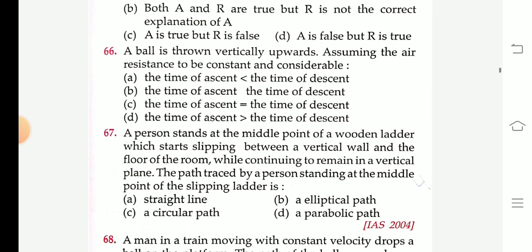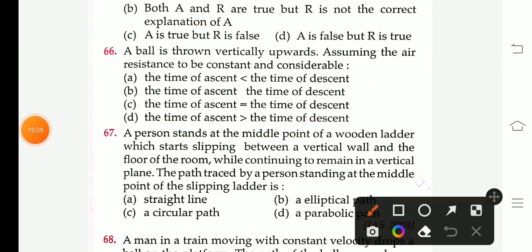A ball is thrown vertically upwards, assuming the air resistance to be constant and considerable. The time of ascent is less than the time of descent.